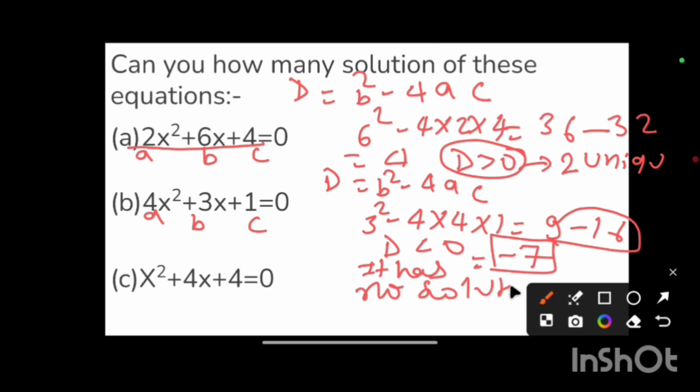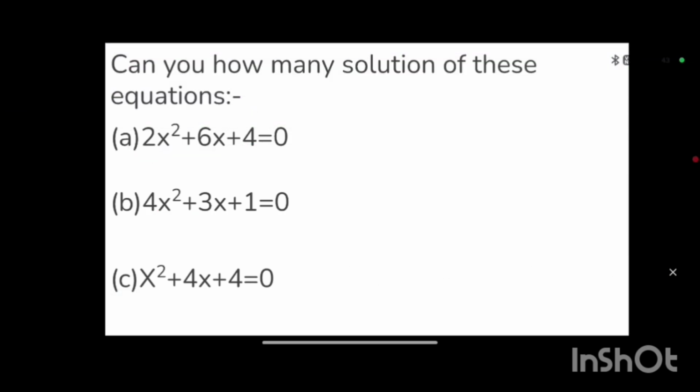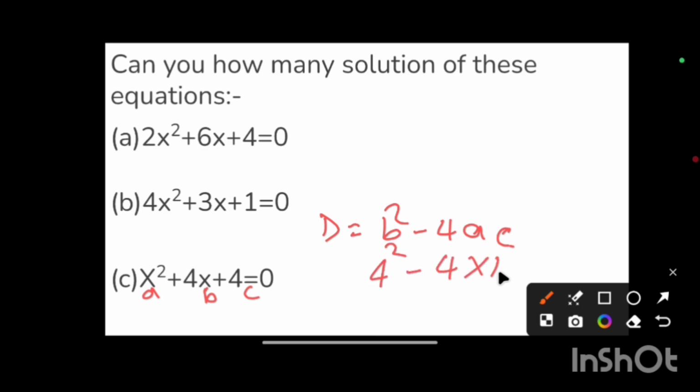Next, in the third equation, we can find discriminant b square minus 4ac. Here it is a, it is b, it is c. b is 4, so 4 square minus 4 times 1 times 4, and it is 16 minus 16, it is 0. So it has two but equal solutions.